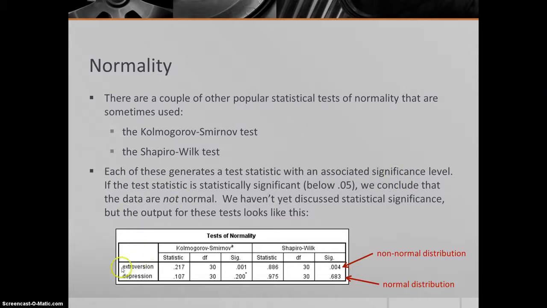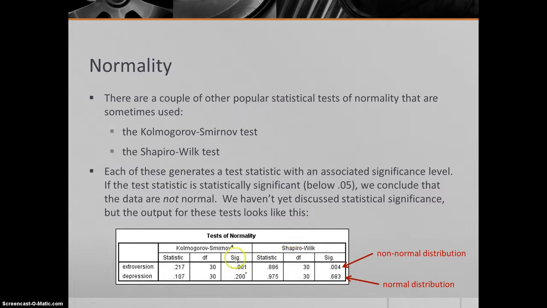And so these are two different variables. This one is extroversion, this one is depression. So we're testing the distribution of two different variables here. Two different tests basically assessing for the same thing. So this is the extroversion variable being tested by the Kolmogorov-Smirnov test as well as the Shapiro-Wilk test. Then this is the depression variable also being assessed by those same two tests. We haven't talked about statistical significance yet, so don't get too hung up on this.